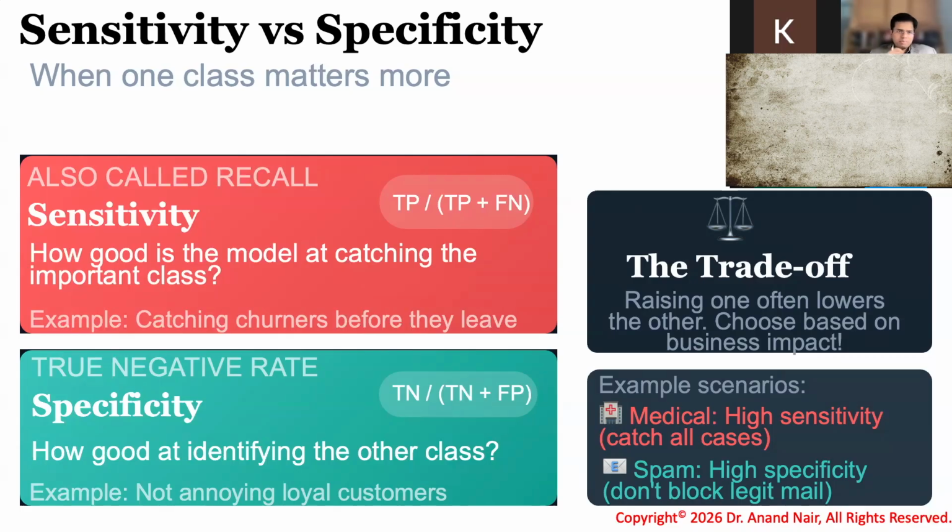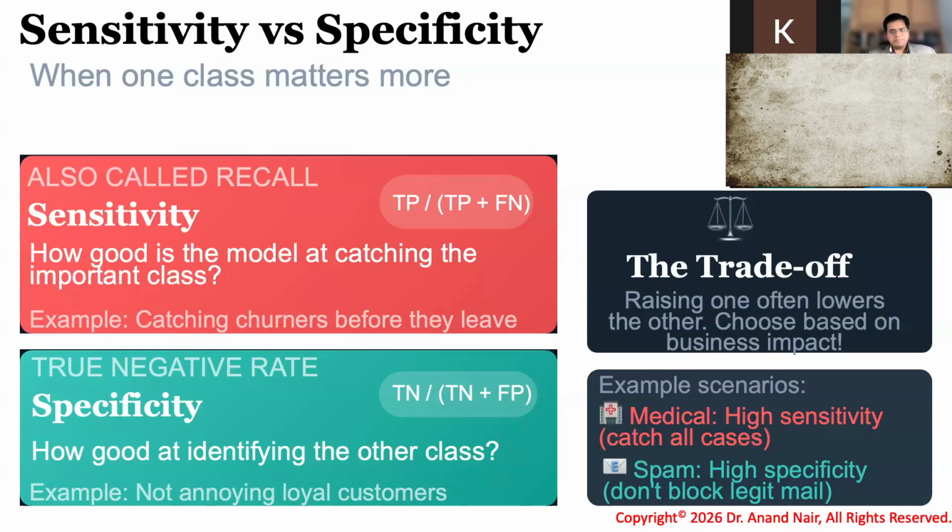In our churn example, of everyone who actually churned, what percentage did our model flag? Because we don't want any of those to churn. We want to target some promotion to them. So how many did we actually flag? That's what sensitivity will tell us. Specificity answers the opposite. Of all the actual negatives, how many did we correctly identify as negatives? In other words, of loyal customers, how many did we correctly leave alone, not sending them promotions when they are already loyal? How many did we leave alone?